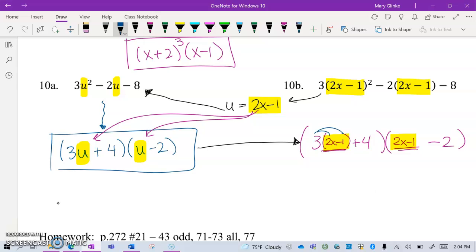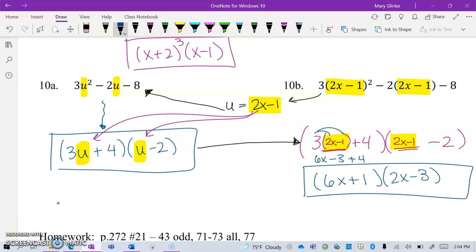Then we can go ahead and simplify things. 6x minus 3 plus 4. This all would combine to be 6x plus 1. And then the next one combining like terms would be 2x minus 3. So we've now simplified the part that's up there in pink into the part that's in there in blue, and none of those factor further, so that is done. Now that is very involved. There's a lot going on there.